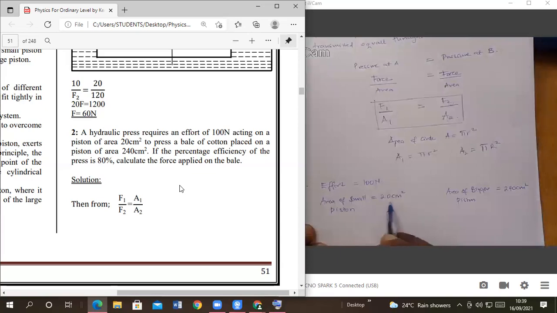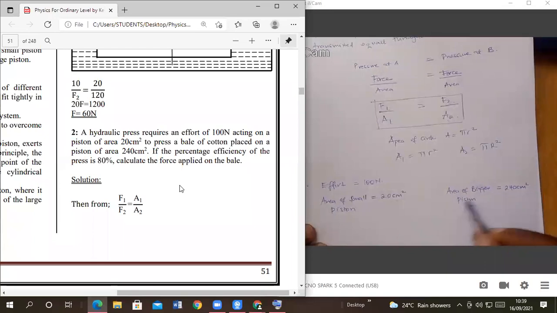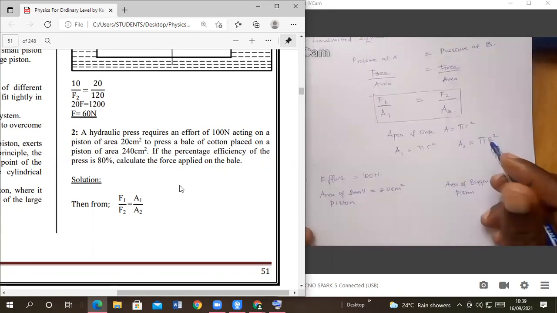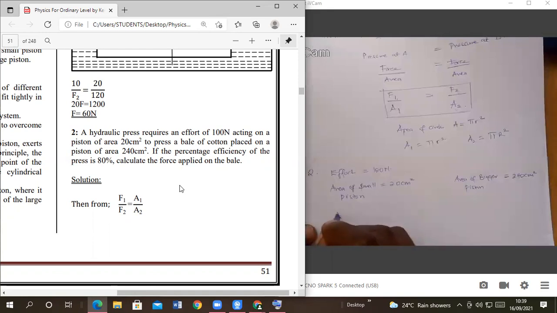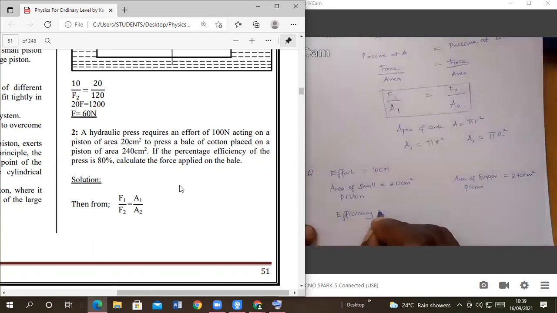You can see this is small and this is big. Where we have a bigger piston, that's where we are going to have the load, or that's where we're going to have the force F2. So they're asking if the percentage efficiency of the press is 80%, calculate the force applied on the barrel. So they have told you that the efficiency of the press is given as 80%.